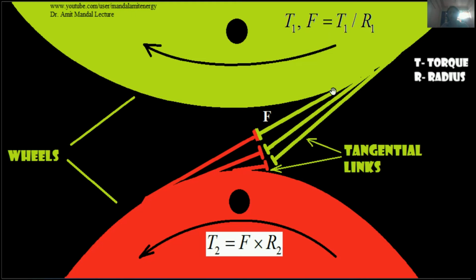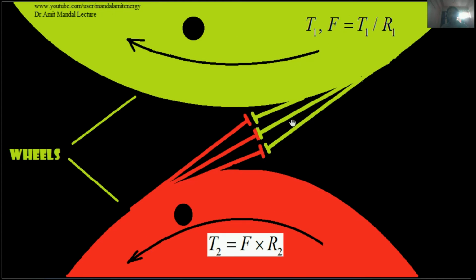So that force will be imparted on this green tangent, and this red tangent is ultimately connected to the red wheel. So the same force F will be transmitted tangentially to the red wheel, and the torque developed on the red wheel due to this will be T2 equals F into R2. R2 is the radius of the red wheel. Now this wheel is turning.